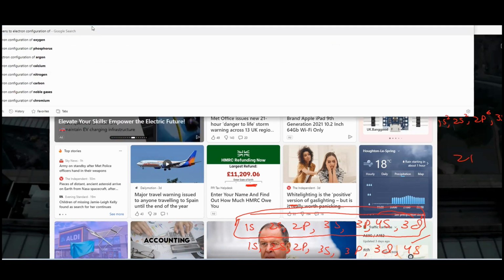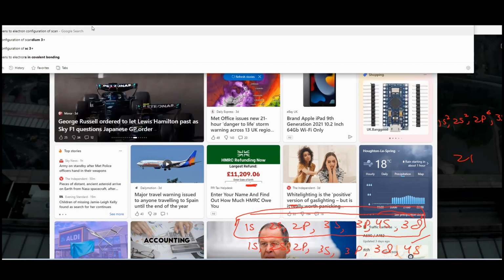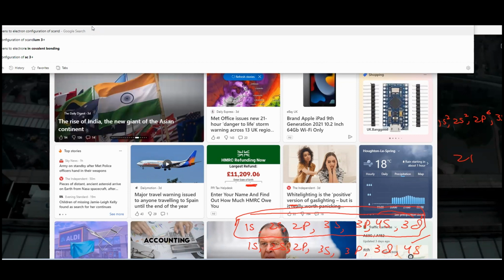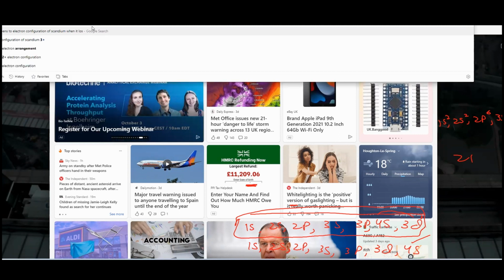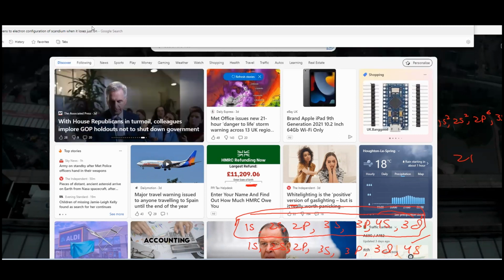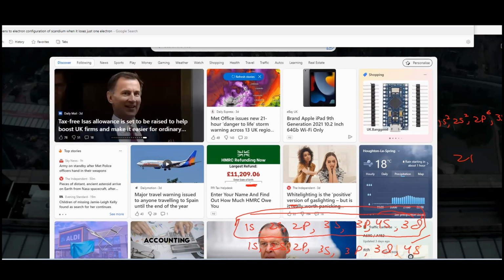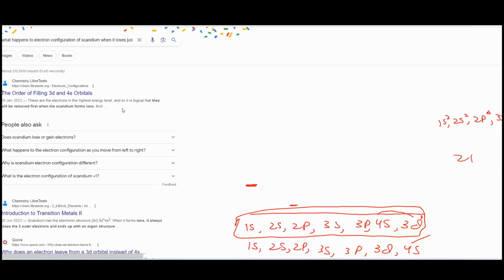Scandium. It's already a scandal in scandium. So I don't know what it does. What happens to the electron configuration of scandium when it loses just one electron? Does scandium lose again? What happens to the electron configuration as you move?